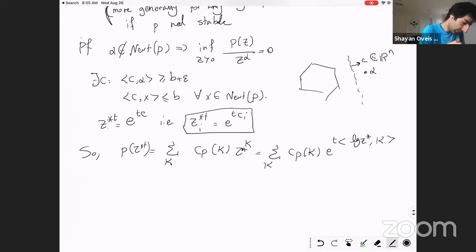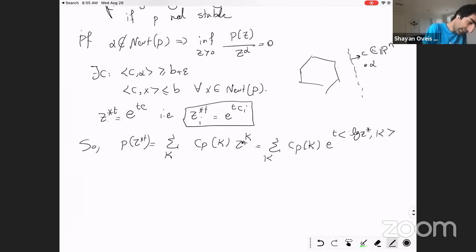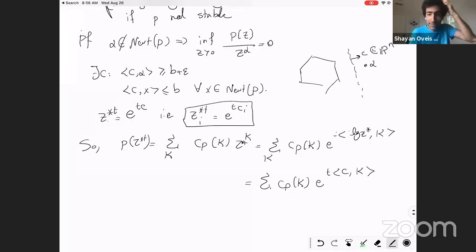Good. And then this is equal to summation of C_P of kappa, e to the log of z star. Sorry, I didn't need the t here. Log of z star is exactly t times c. So this is exactly e to the t c dot product kappa. And now the point is c dot product kappa is less than or equal to b, because kappa is a point inside the polytope or on the boundary of the polytope. So this thing is less than or equal to e to the t times b, times summation of C_P of kappa.